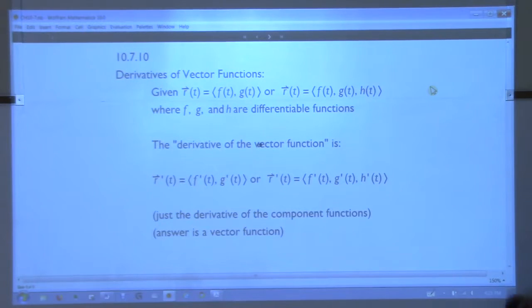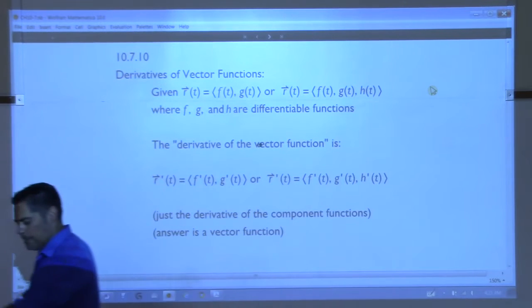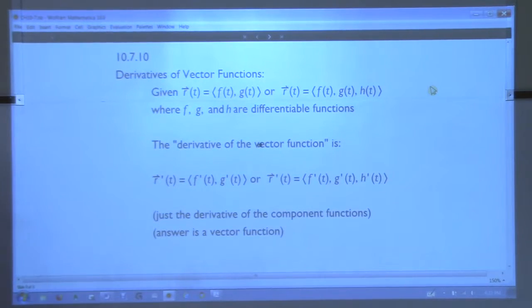All right, finally, derivatives now. How are we doing here? Wow, still got a ways to go.